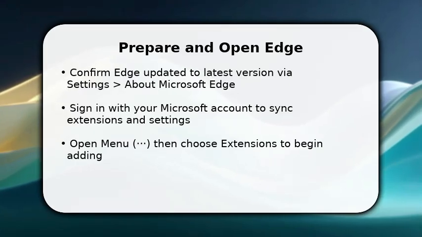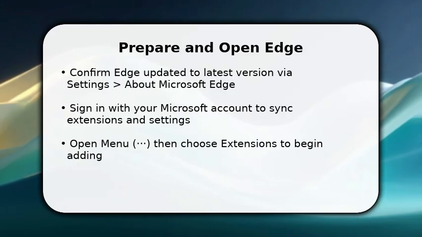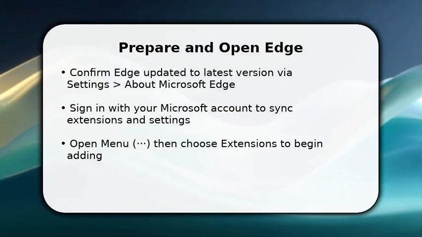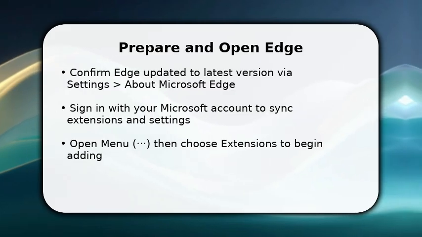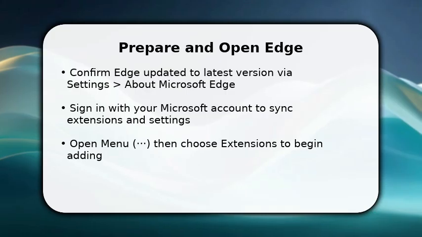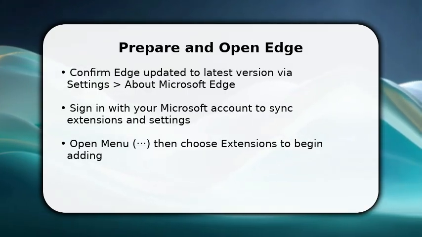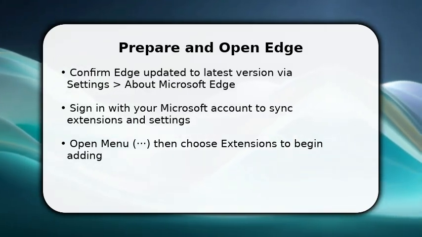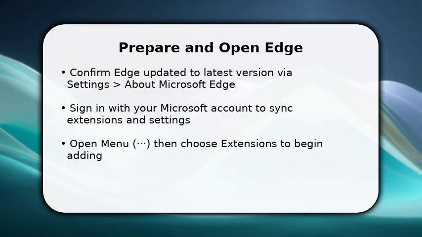You'll start by making sure Edge is current and you're signed in so extensions sync correctly. Open the menu and pick Extensions to enter the Management page. This is where you control add-ons. Once done, toggle Developer Mode only if you plan to load unpacked extensions, otherwise use the next step.